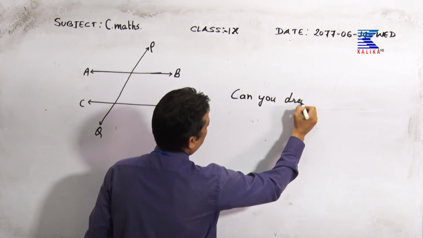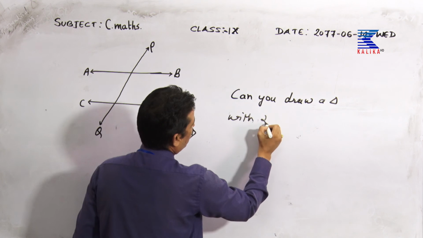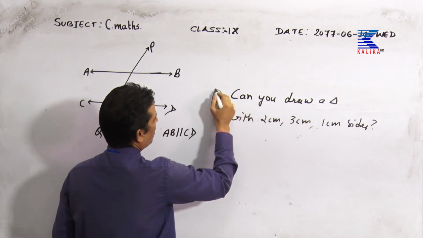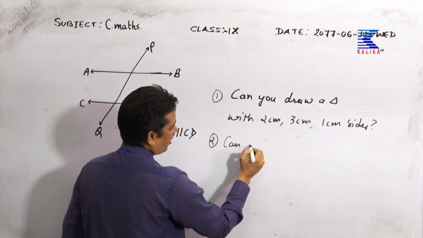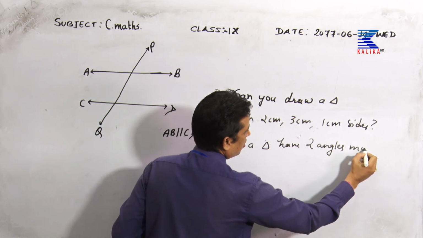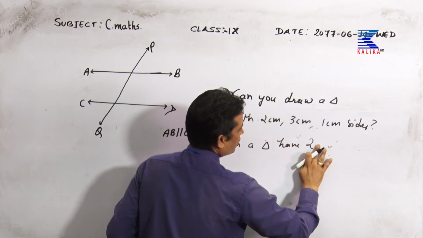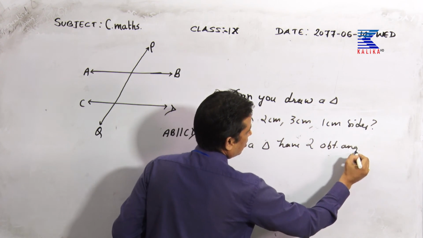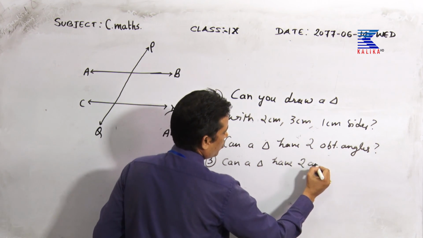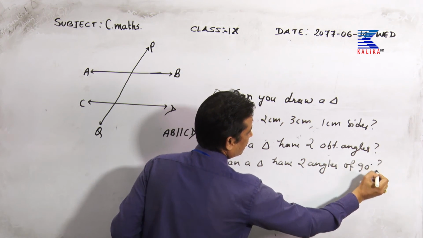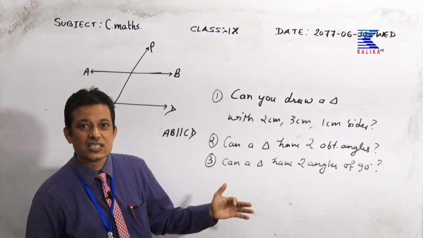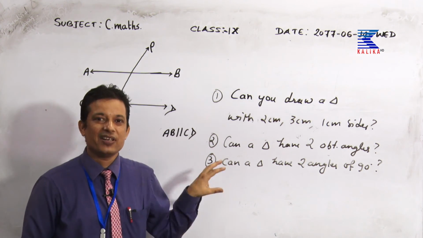Can you draw a triangle with sides of 2 cm, 3 cm, and 1 cm? First question. Second question, can a triangle have two obtuse angles? And third question, can a triangle have two right angles, two angles of 90 degrees? Okay, these logical questions I have given you as homework. You need to state, if your answer is yes, why, and if your answer is no, then why. Okay, give reasons in these three.